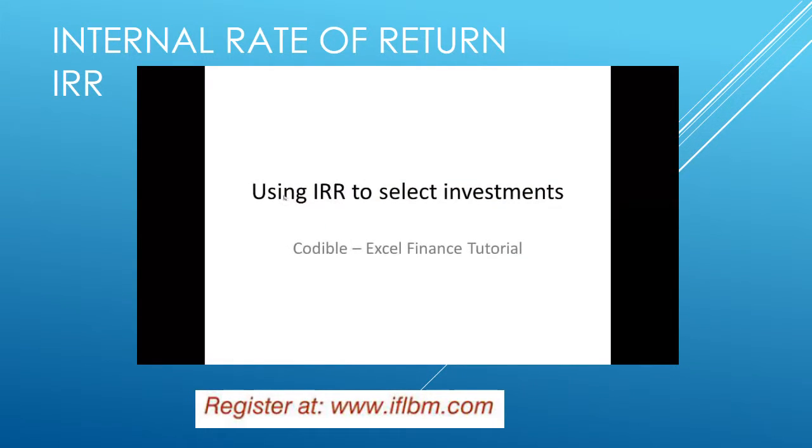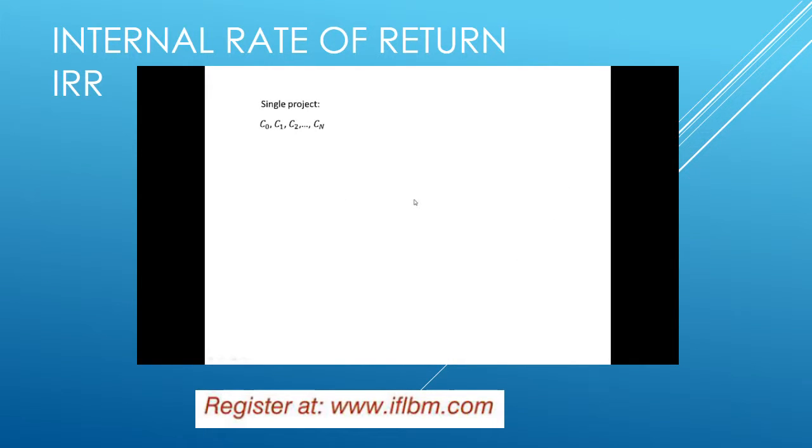In this video, we'll see how to use the internal rate of return to select between different investments. The internal rate of return for a set of cash flows C0 through Cn is calculated in this manner. It is the rate of return R such that the net present value of these cash flows equals 0.